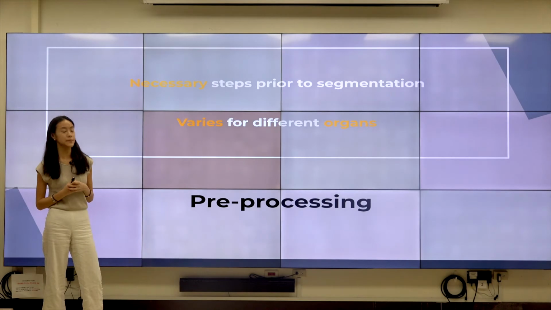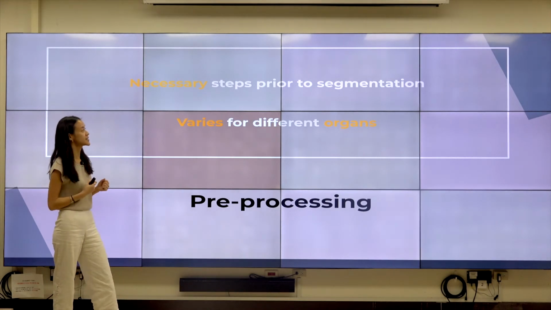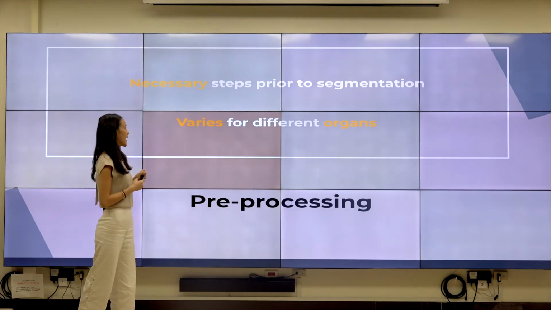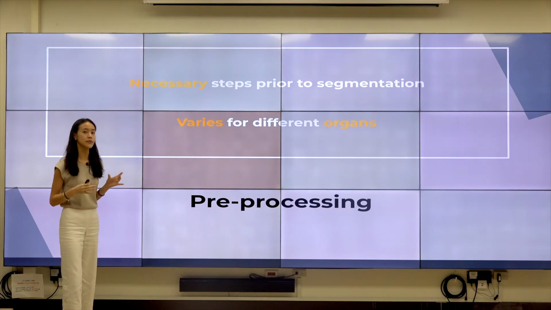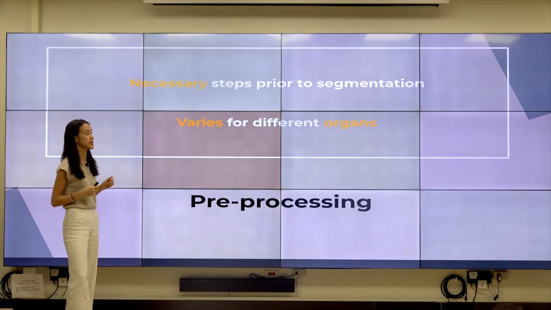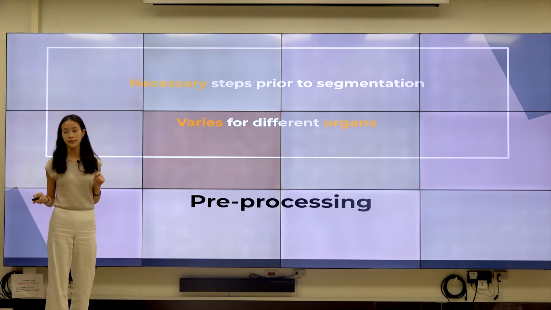So for the pre-processing process, these are necessary steps prior to segmentation, and it varies for different organs. So specifically, we have a set of pre-processing methods that we would be using specifically for MRI scans for the brain.